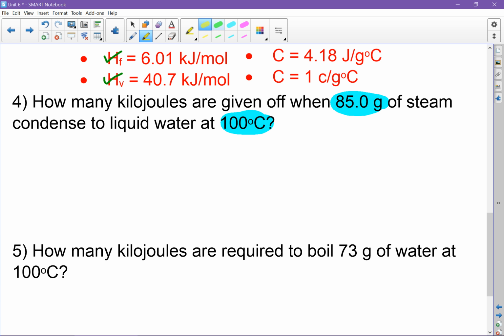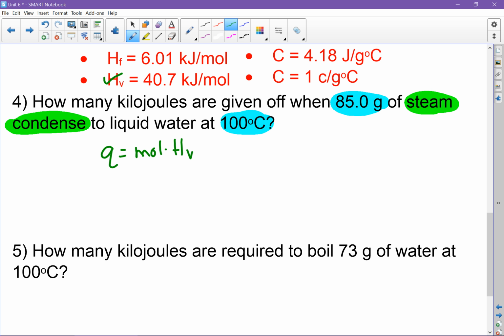So I see that we have steam here, and I see that it is condensing. Those are both keywords for the HV formula, so that's what we're going to use. So we're going to do Q equals moles times HV. Okay, so I'm looking for the kilojoules. It even tells me the unit. That's the Q number. I don't have a mole number. I have a gram number instead, so we need to do a fence to switch that.